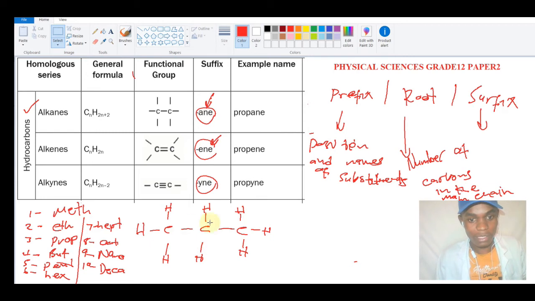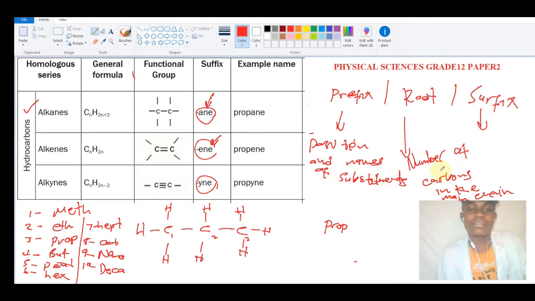Right now we want to name this compound. We said it doesn't have a prefix, so we need to go to our root. We said the root is determined by the number of carbons in the longest chain. This is our chain. How many carbons have you got? 1, 2, 3. You've got 3 carbons in the longest chain. So you go up to 3, and 3 is prop. So you have your root. You are making a name here: prop. We are done with the root.